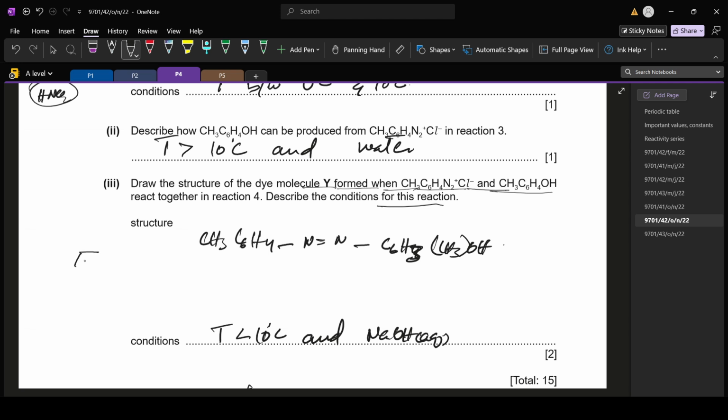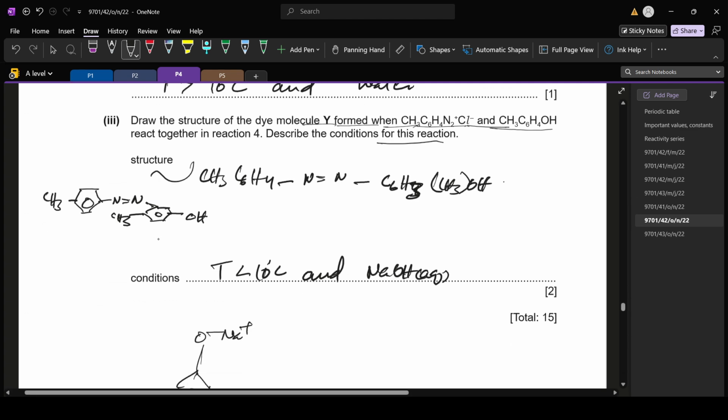How I've drawn this structure, let's draw. This is a benzene ring, and you have this azo group. Here you have a methyl group, and this azo group reacts with the other benzene ring, like this. This is your methyl group, and this is your OH group. If you check the number of carbons and hydrogens, this will be your structure.